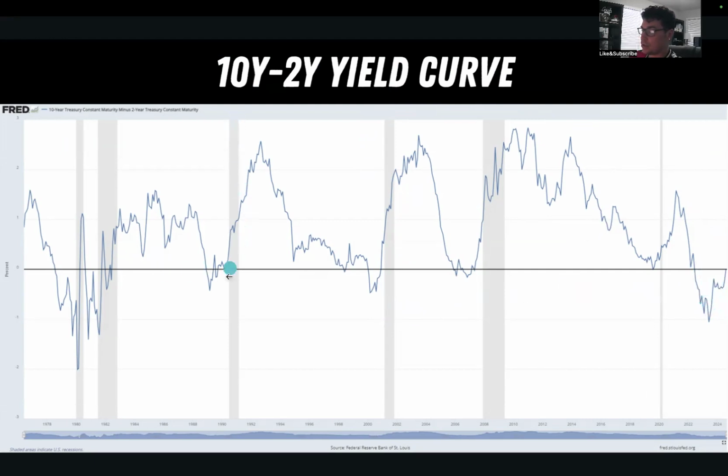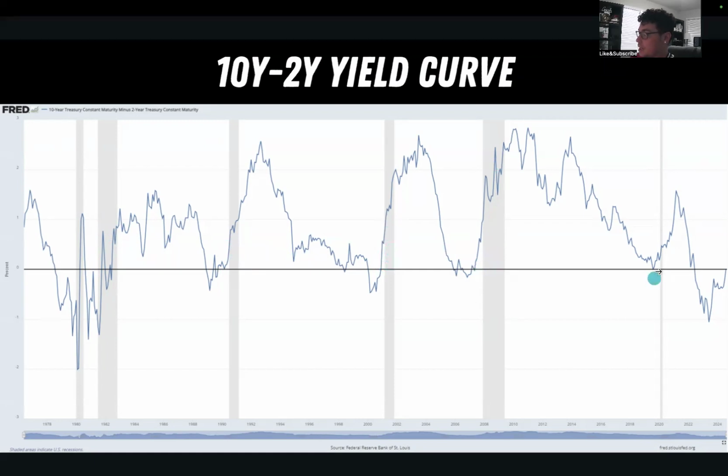And so you see these gray areas here, these are recessions. Notice how these come after the yield curve is no longer inverted, right? Meaning that this blue line here is above this horizontal black line, okay? That is the level 0. And so what do you see? Yield curve becomes uninverted. We're back above 0, recession. Back above 0, recession. Back above 0, recession.